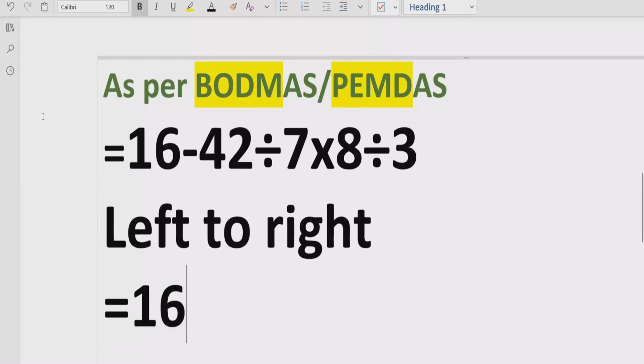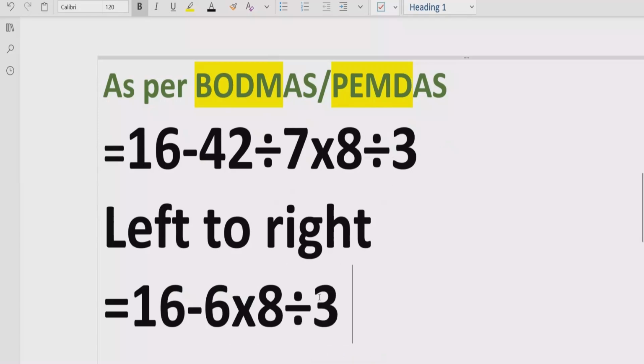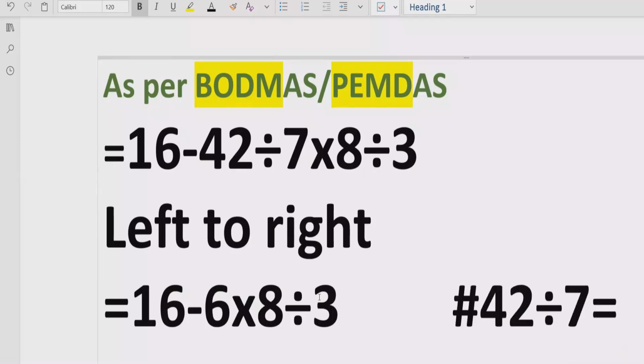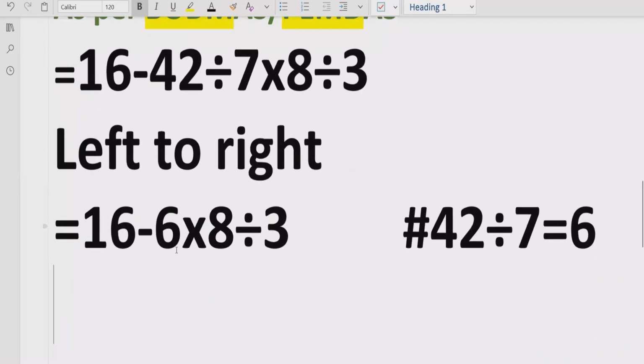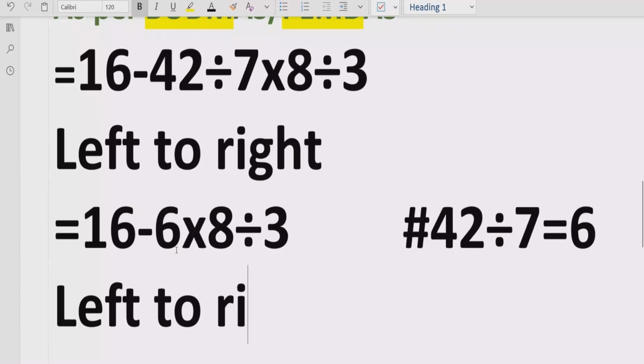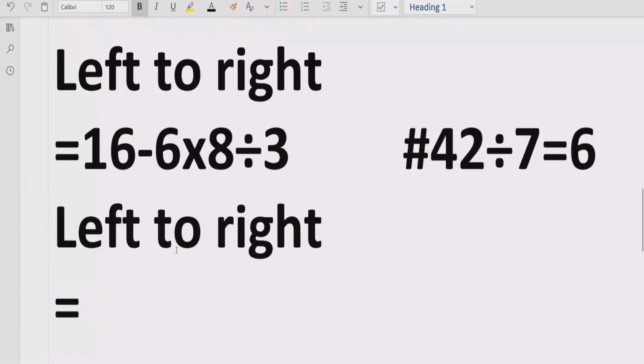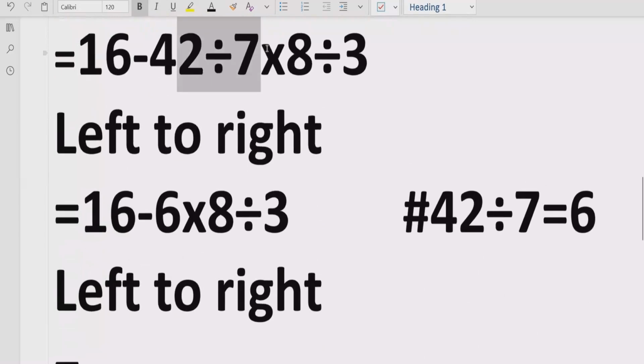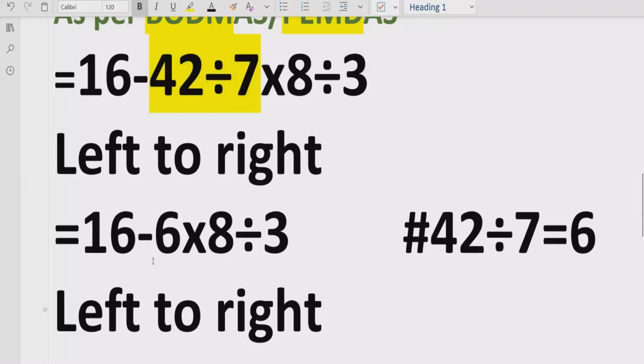So now we have here 42 divided by 7. First of all, we will divide 42 by 7, which is equal to 6, multiplied by 8 and divided by 3. Here we will write it. And here we have to give the reference like this one becomes this. Now again we have to go left to right to solve all the multiplication and division. This one we have solved, and this time we have the multiplication first.